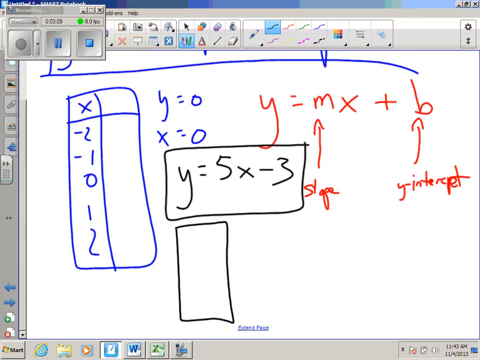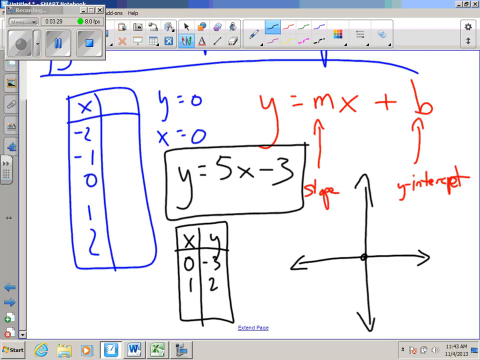Well, let's just see. If I graph at 0, -3, right? If I plug in 0 there, give me another point. How about 1? 5 minus 3 is 2. Give me these 2 points. Let's just see. Because you're telling me that this graph is going to cross at -3. So 0, -3, and 1, 2.